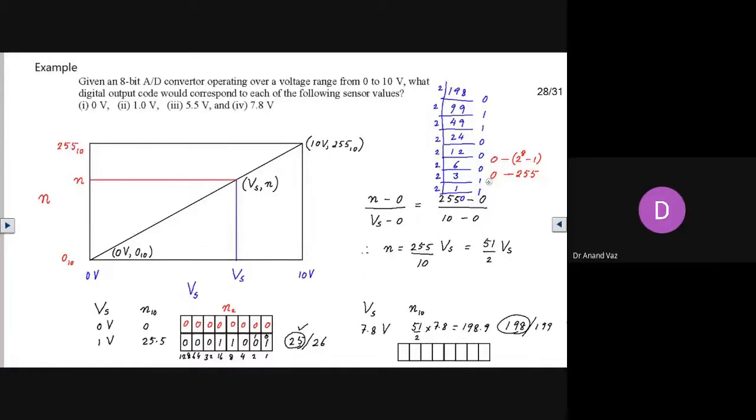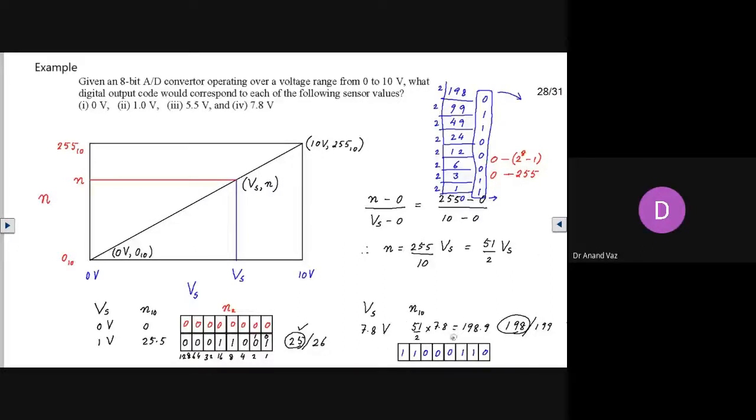And then you have to just topple this entire block. As you topple it, you will get this value as 1 1 0 0 0 1 1 0. Let us just check whether what we have done is correct or not.